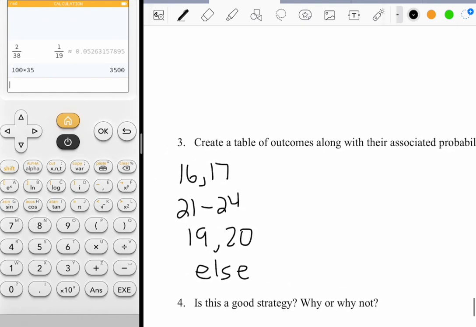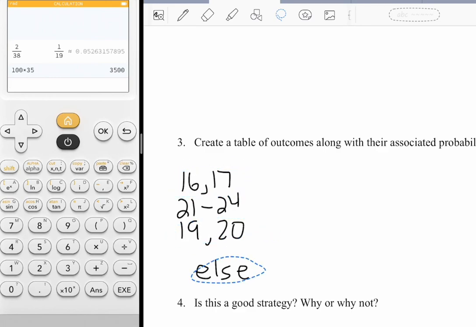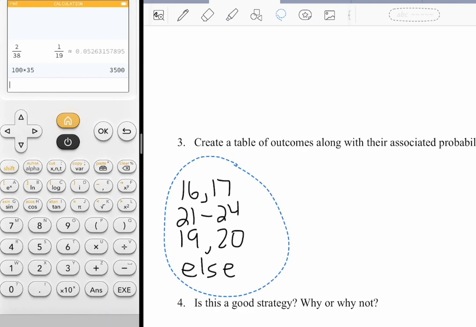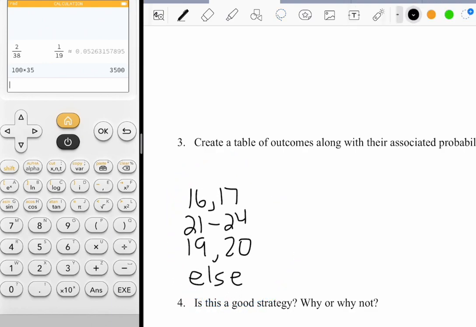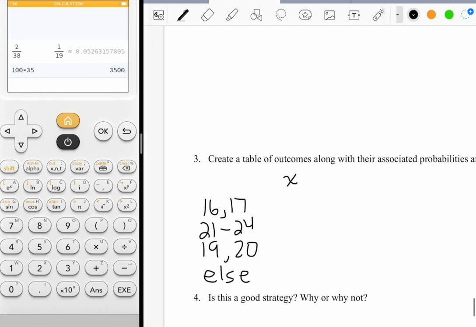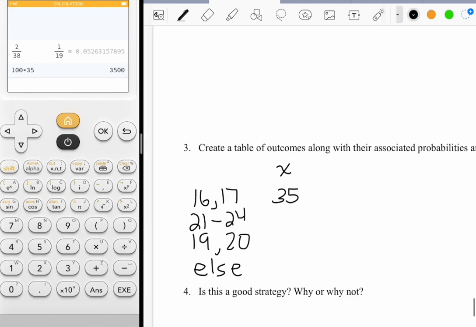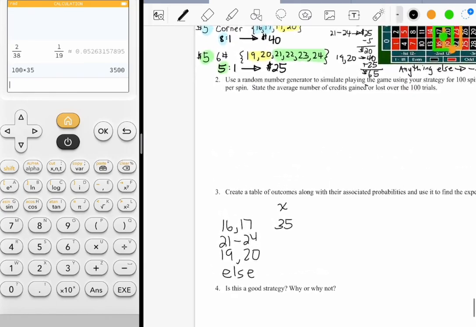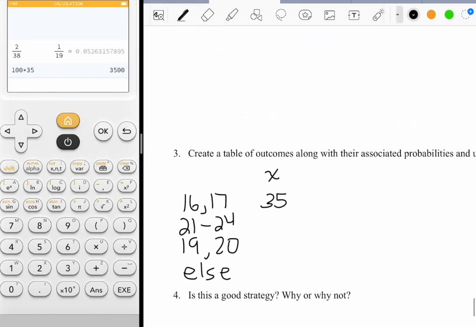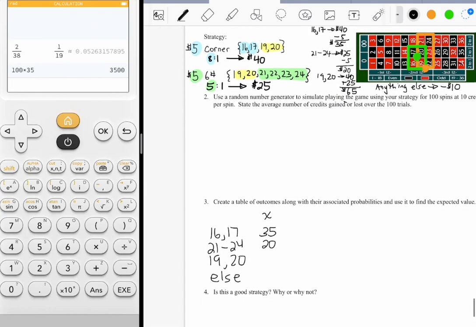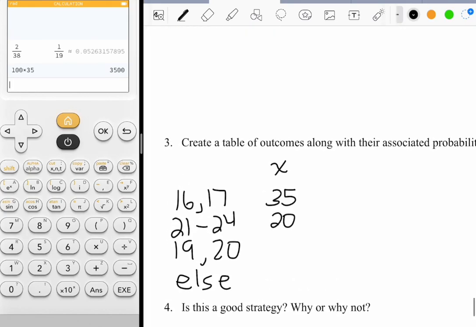All right. So each one of these has an X value. The X value is the amount of money that you'll win if you win. It's your take-home pay. All right. So for the 16, 17, we said it's going to be $35. 20 for the 21 to 24. 65, that's the jackpot. Negative 10 if none of those values come in.